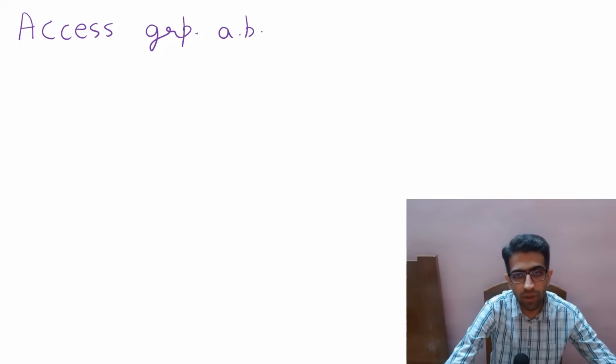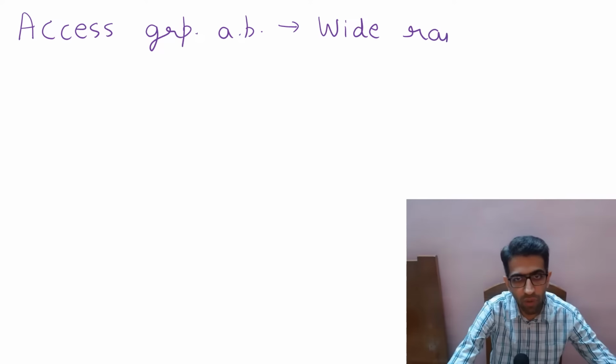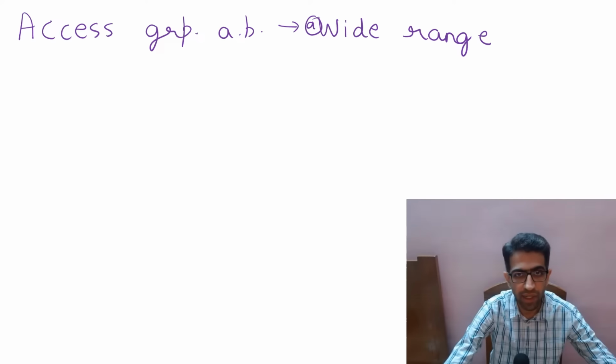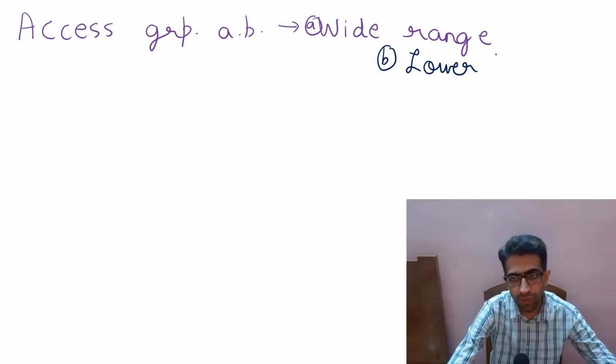First we'll talk about the access group of antibiotics. Clear? Access group of antibiotics. Now this basically includes antibiotics that have activity against a wide range of commonly encountered susceptible pathogens, while also showing lower resistance potential. First criteria, wide range. Second criteria, lower resistance potential than antibiotics in the other groups.